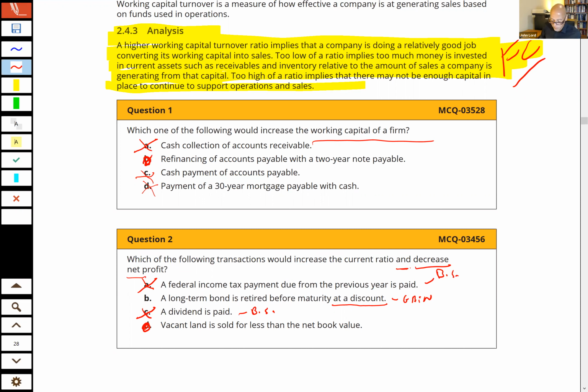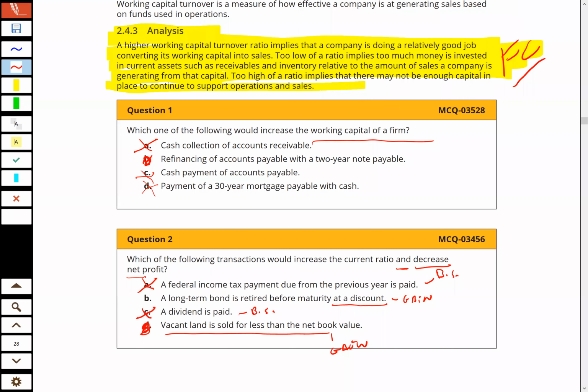Okay, but it said it has to do with the income statement effect, so you could figure that out just by looking at that. Vacant land sold less than book value is going to do what? Well, that's going to give me the gain on the income statement. And even if I couldn't figure out the effect on the current ratio, it's the only one that gives me a gain on the income statement. And if I sell vacant land, my cash is going to go up, my current assets are going to go up, and there's not going to be any effect on the current liabilities. So that's why D was the correct answer.